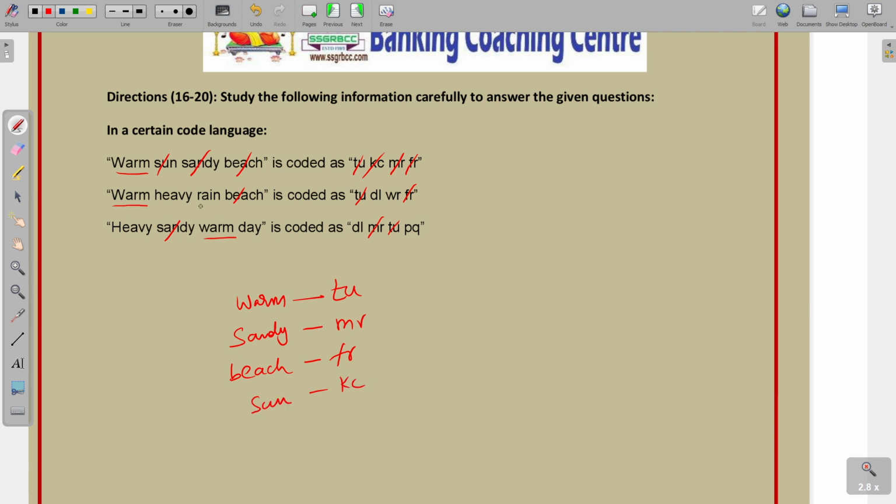Next, coming to the second sentence, heavy and heavy. What is the code for heavy? DL is the code for heavy, and the remaining, rain, is coded as WR. Rain is coded as WR. And next, warm is clear. The remaining, day, is coded as P and Q.